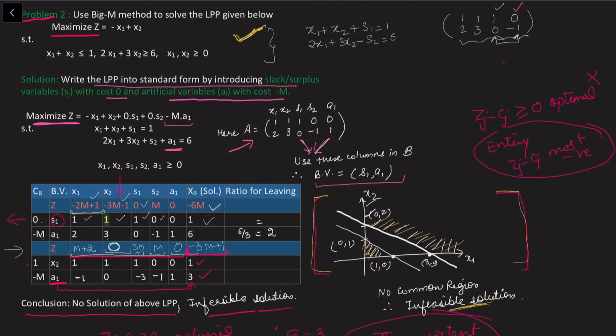So in the simplex method, whenever an artificial variable appears in the basis at a positive value, we say that the system is inconsistent, or the LPP is not solvable, or it has an infeasible solution. That is categorized as our second possibility in the Big M method.